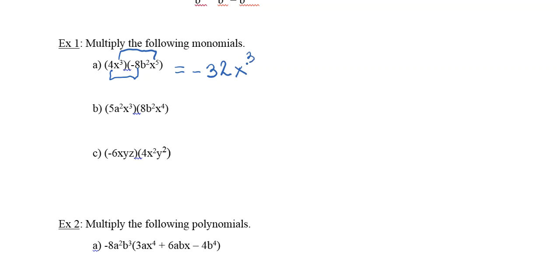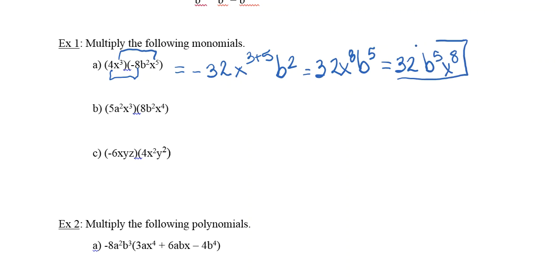So remember, we add exponents when we are multiplying bases that are alike. And then the b squared is all by its lonesome. So it's -32x to the 8th, b to the 5th, and proper mathematics is to do letters alphabetically, so it should be b to the 5th, x to the 8th.